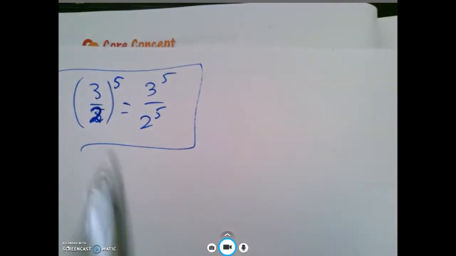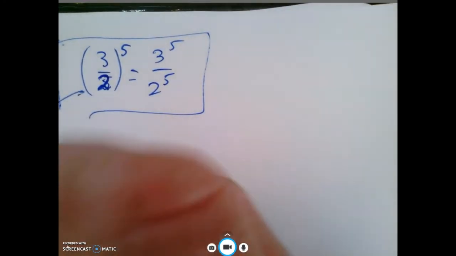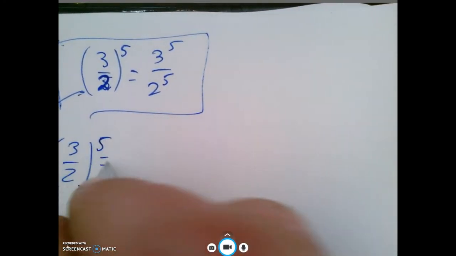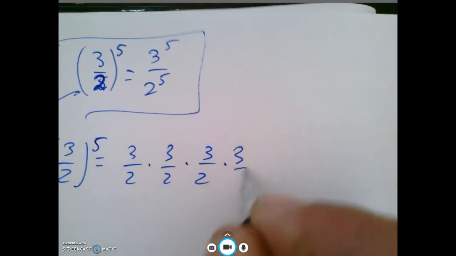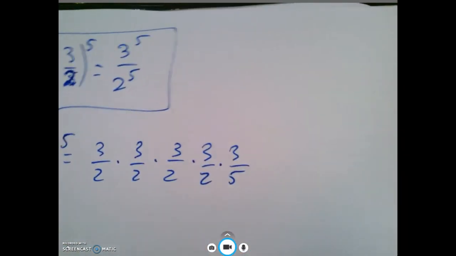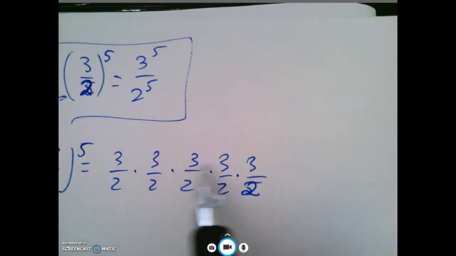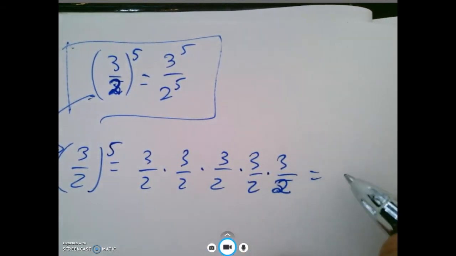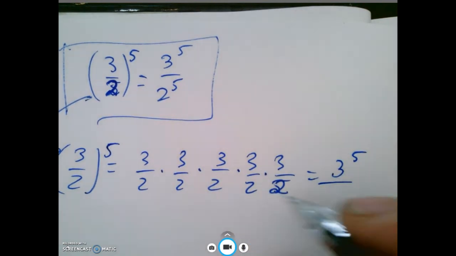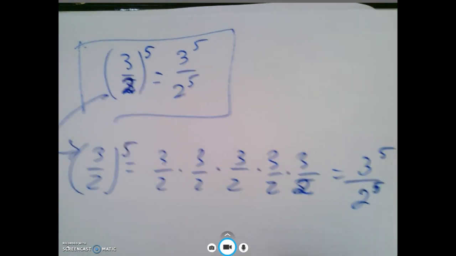And again, if that makes sense for you as a rule, then that's great. But for a lot of us, it's like, I don't understand what you just did there. Okay, well, let's figure that out. 3 over 2 to the 5th power means, write it 5 times. So 3 over 3, 3 times 3 times 3 times 3 times 3 over 2 times 2 times 2 times 2 times 2. So essentially, how many 3s? You have 3 times itself 5 times, and 2 times itself 5 times. And it's 3 to the 5th over 2 to the 5th.